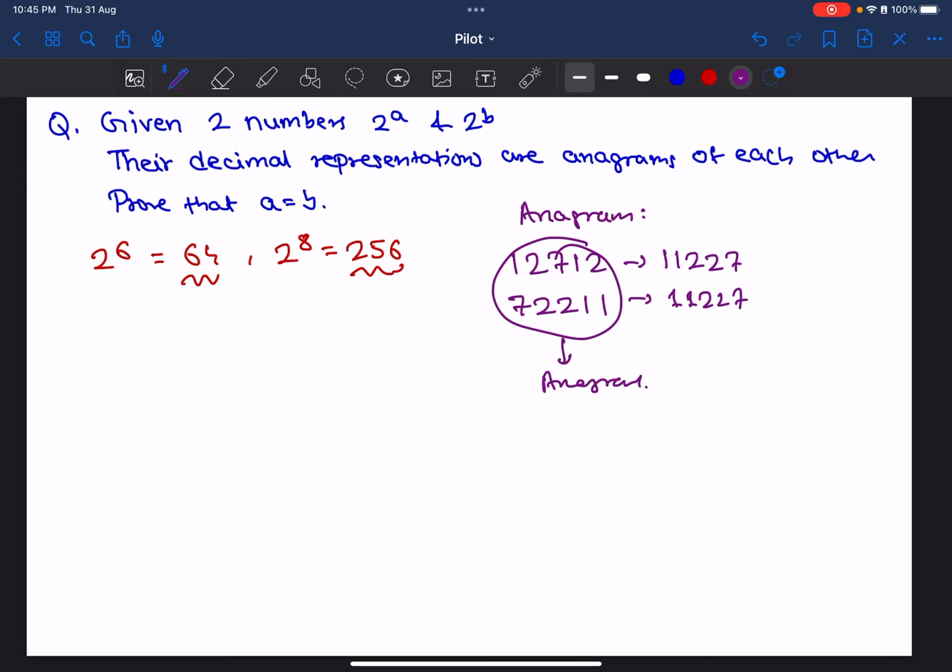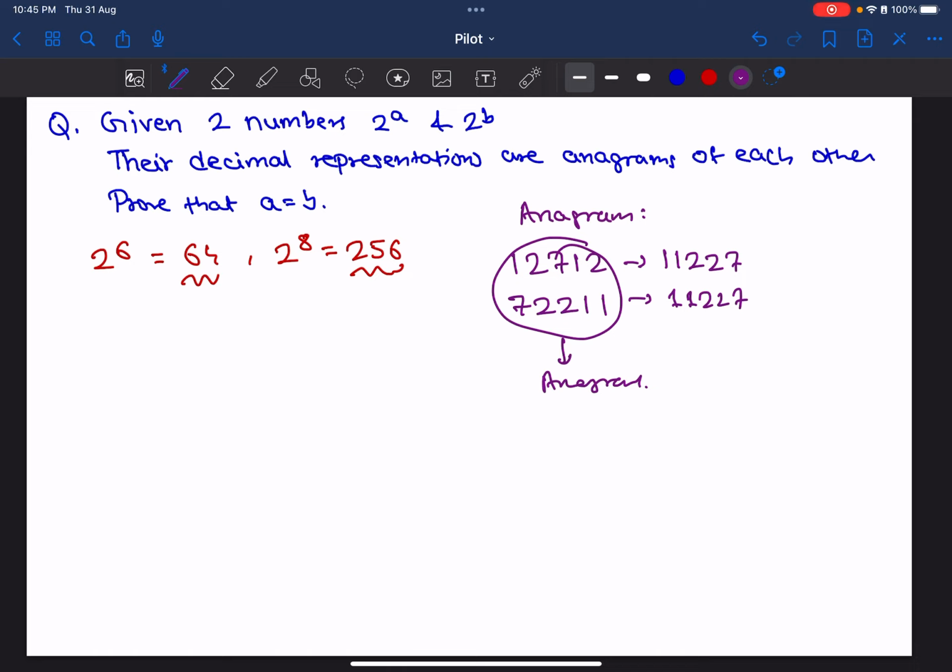When I mention sorting, it's either both of them are sorted in ascending order or both of them are sorted in descending order. You cannot do one in descending and one in ascending. So that's for the anagram thing. You get it, right?